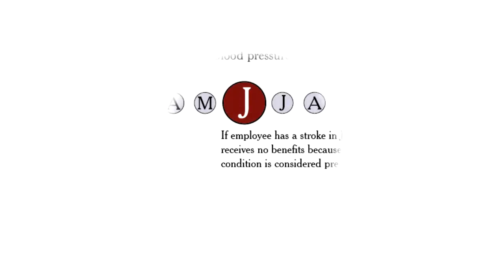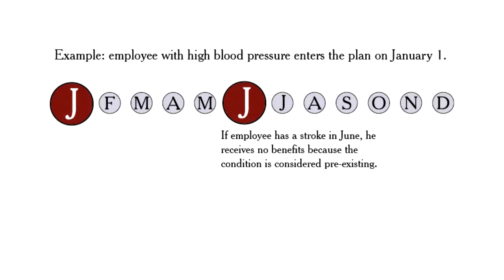As an example, a new employee enters the plan on January 1st. This employee has high blood pressure and had been taking medication for that. If that employee has a stroke in June of that same year, benefits would not be paid as that condition would be considered pre-existing.